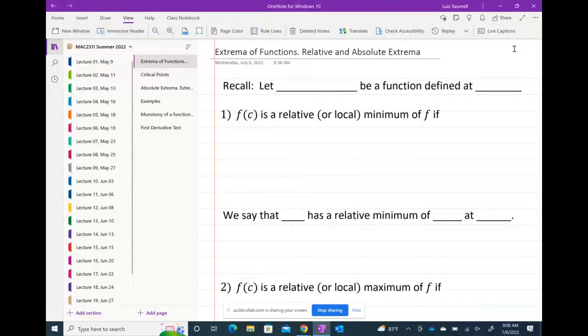After class, you can pick up your exam. All right. Do you have any questions?